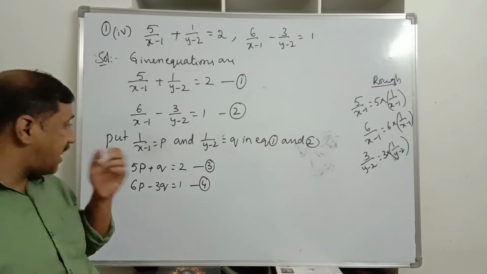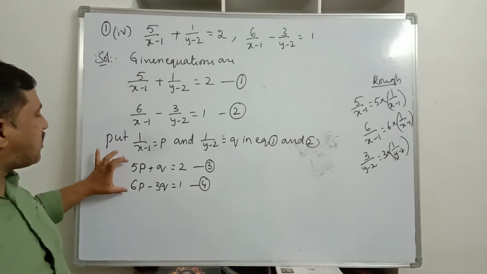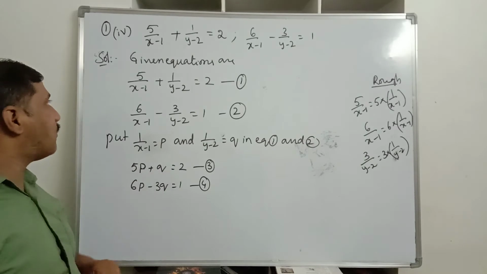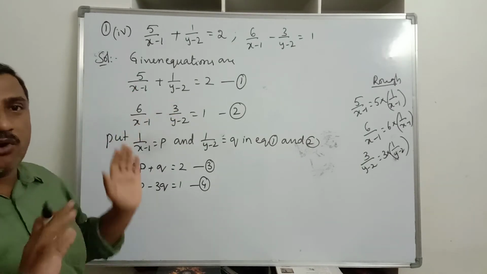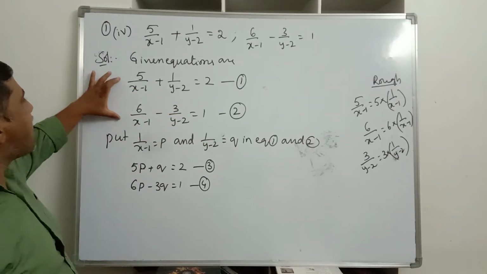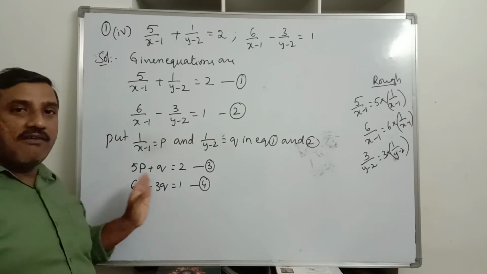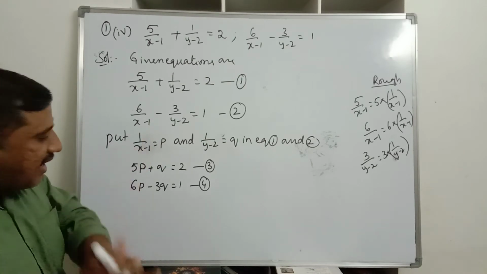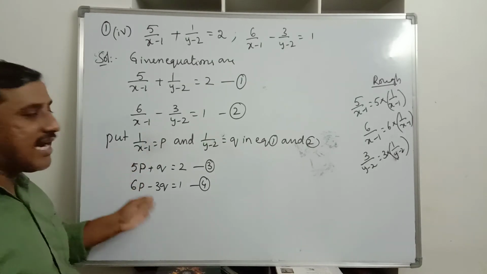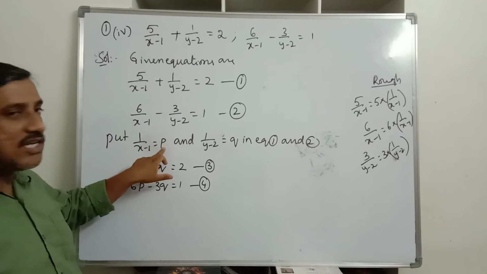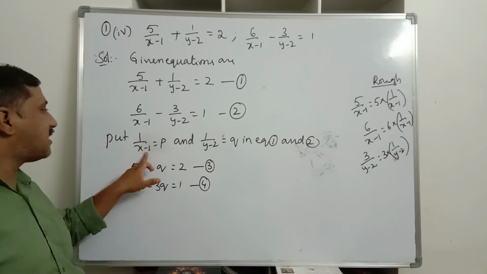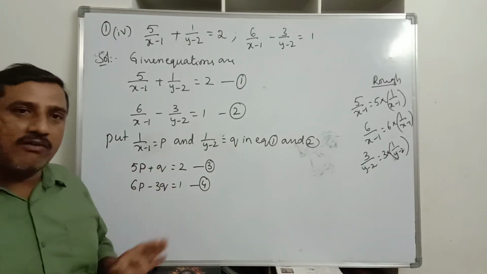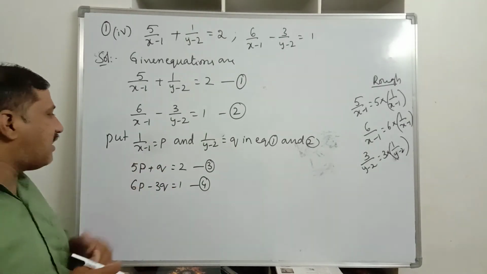Now we got two linear equations. So the given equations we changed into linear equations with variables p and q. Originally in the problem the variables are x and y. We changed these into a pair of linear equations in two variables p and q. Now solve these two equations, find the p and q values, and substitute in p is equal to 1 by x minus 1 and q is equal to 1 by y minus 2. Then you will find the x value and y value.